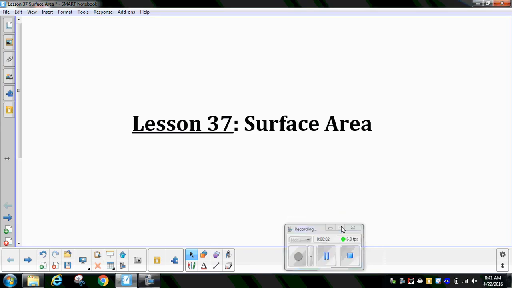Hey all, today we're going to talk about 3D figures, and we're going to talk about how to find the surface area of a 3D figure. First of all, the surface area of a 3D figure is all the area on the outside of that 3D figure. So let's look at some examples.